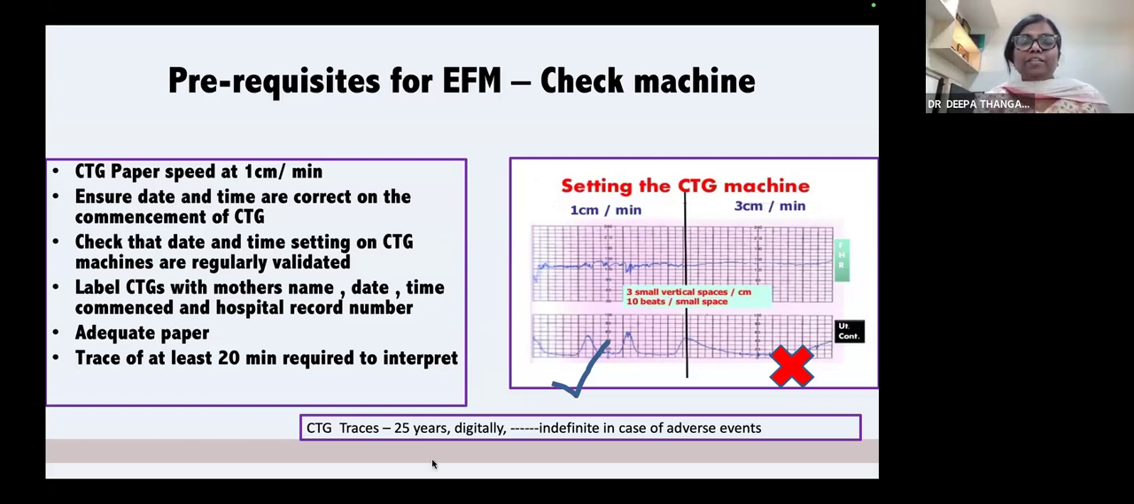How long does the CTG paper have to be stored? The traces have to be stored digitally for 25 years. But suppose there is a problem, if the baby is not crying, if the Apgar is very low, or if the baby stayed in NICU for a longer time, that baby's CTG traces have to be stored indefinitely. That means lifelong. As long as the baby is alive, we have to store the traces indefinitely.